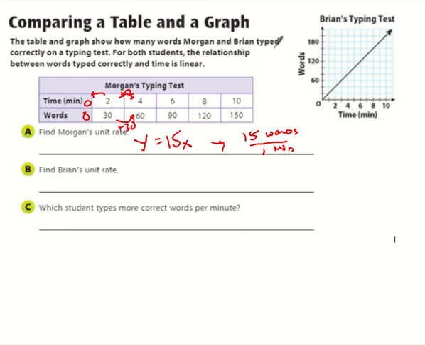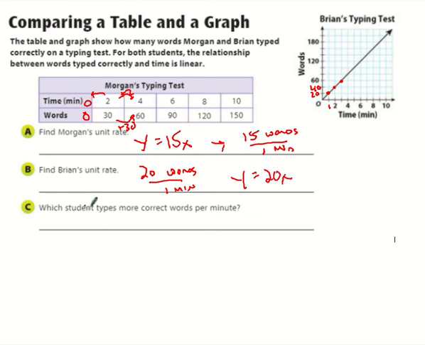So now for Brian's unit rate, I need to find a perfect point and then find the slope. Well, looks like I have a perfect point. It's at 0, 0. But now I got to figure out, well, what's the slope right here? So this is at 1. So per 1 minute, I want to figure out what's this counting by. It's counting by 20s, right? So this is 20 words per 1 minute. Which is also y equals 20x.